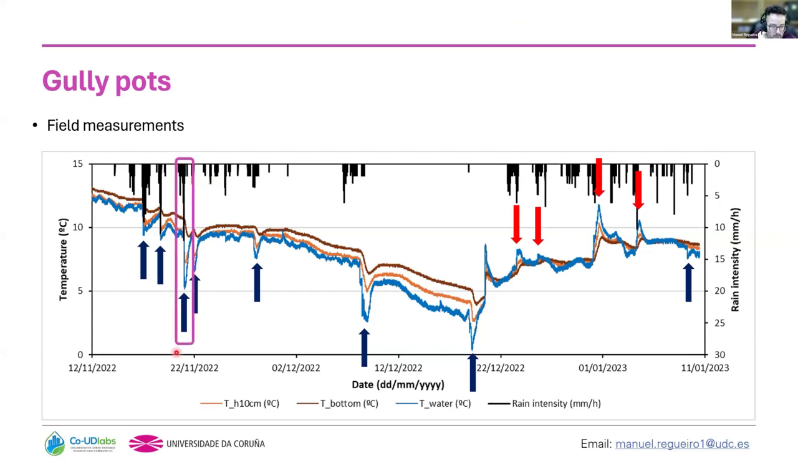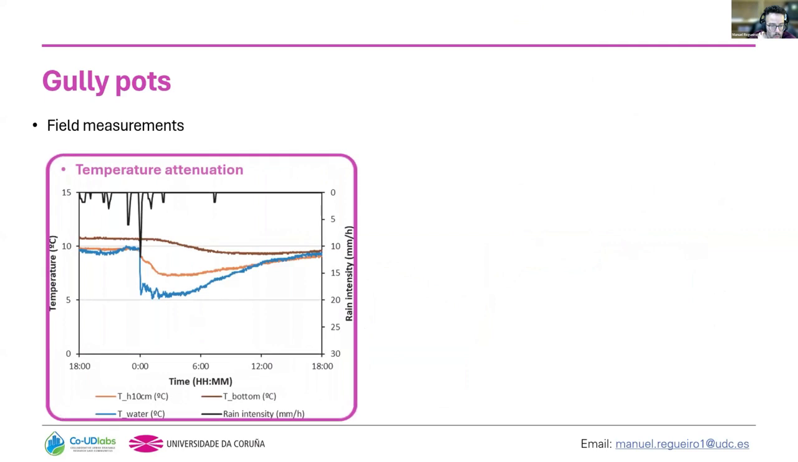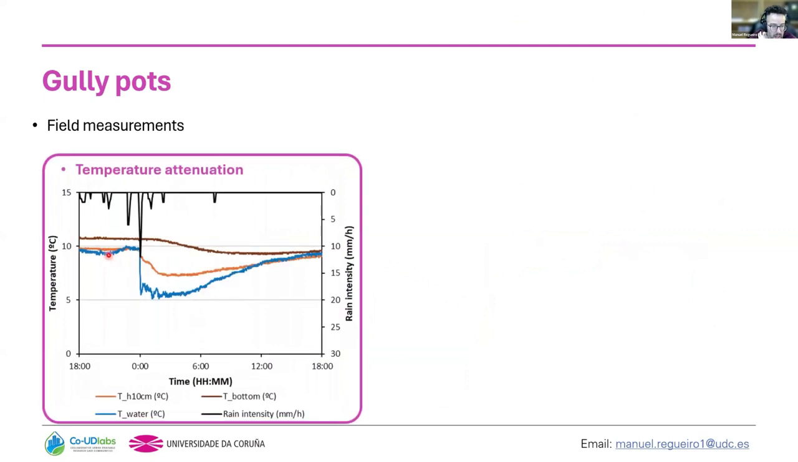And having a look in one specific rainfall event, we observe the same as in the lab. So basically, when the peak of the runoff appears and gets into the gully pot, this cools down the water temperature, and these sensors that are buried in the sediment layer get the signal attenuated and also time shifted.